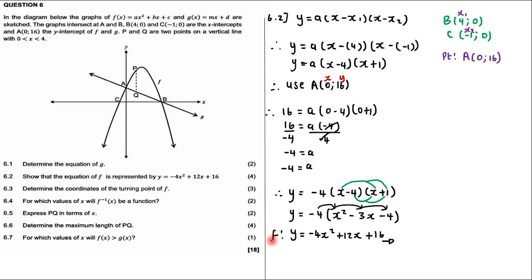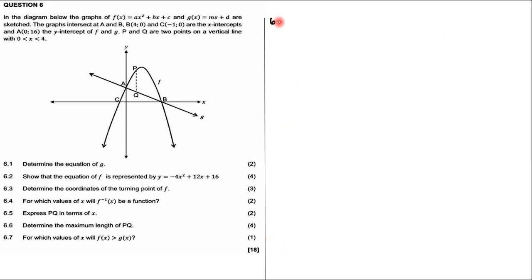Alright, so now let's go ahead and look into 6.3. 6.3 says here, determine the coordinates of the turning point. So to find the coordinates of the turning point, all we have to do is take the equation that we have, minus 4x squared plus 12x plus 16, right?